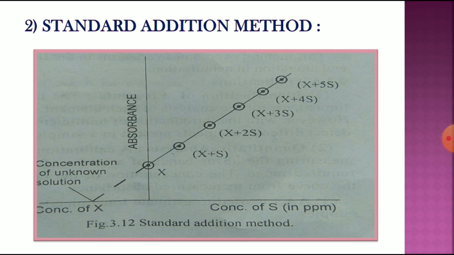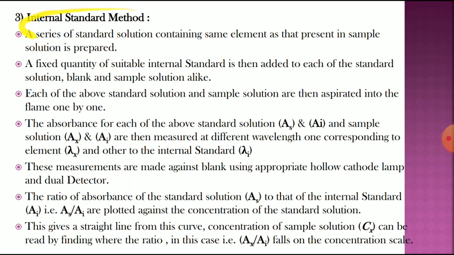Now the third one, the internal standard method. For this method, a series of standard solutions containing the same element as that present in the sample solution is prepared. Then a fixed quantity of a suitable internal standard is added to each of the standard solutions, blank and sample solution alike. That means a fixed quantity, the same quantity.